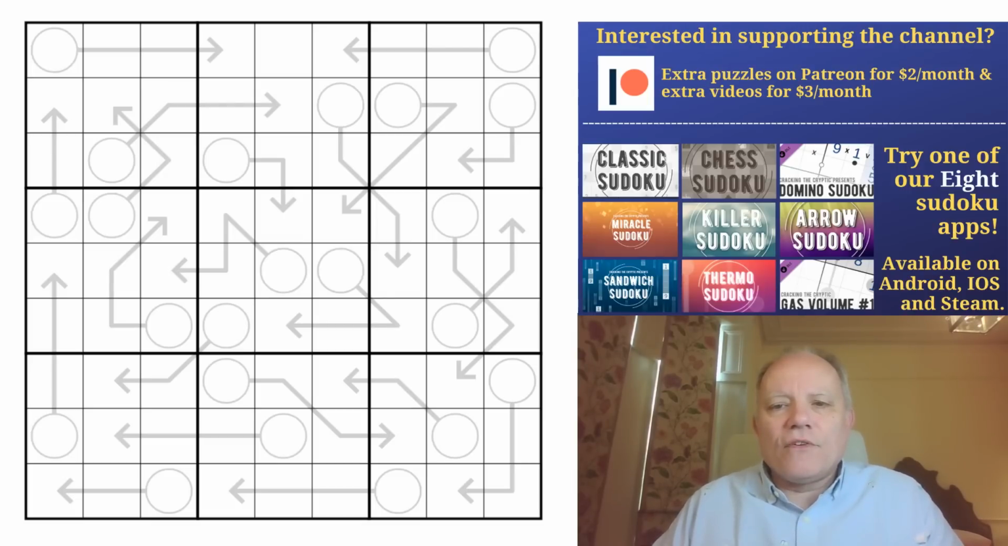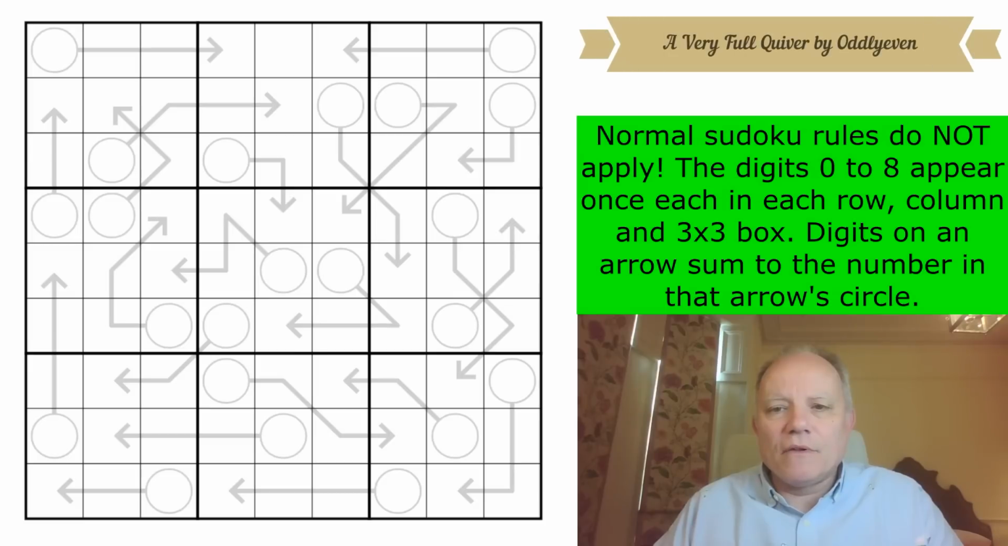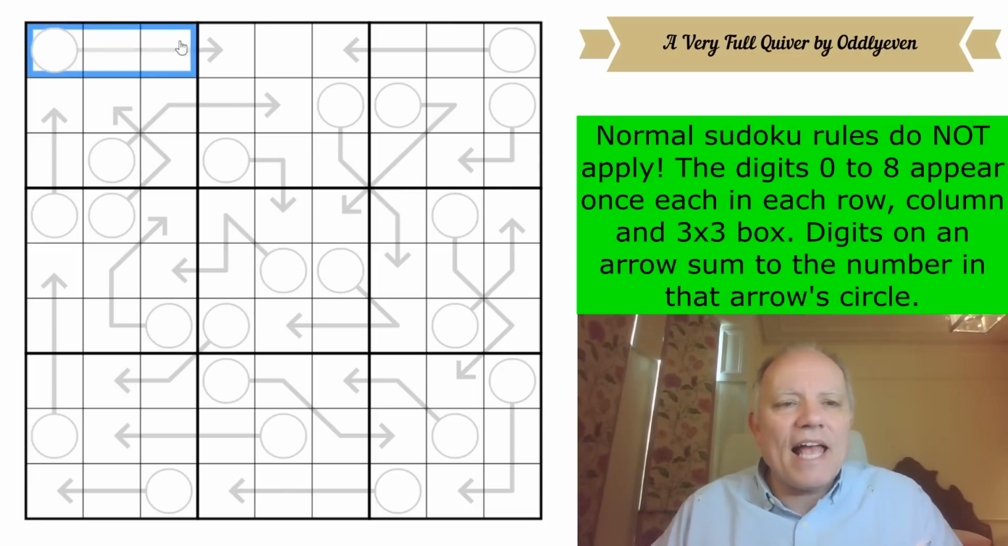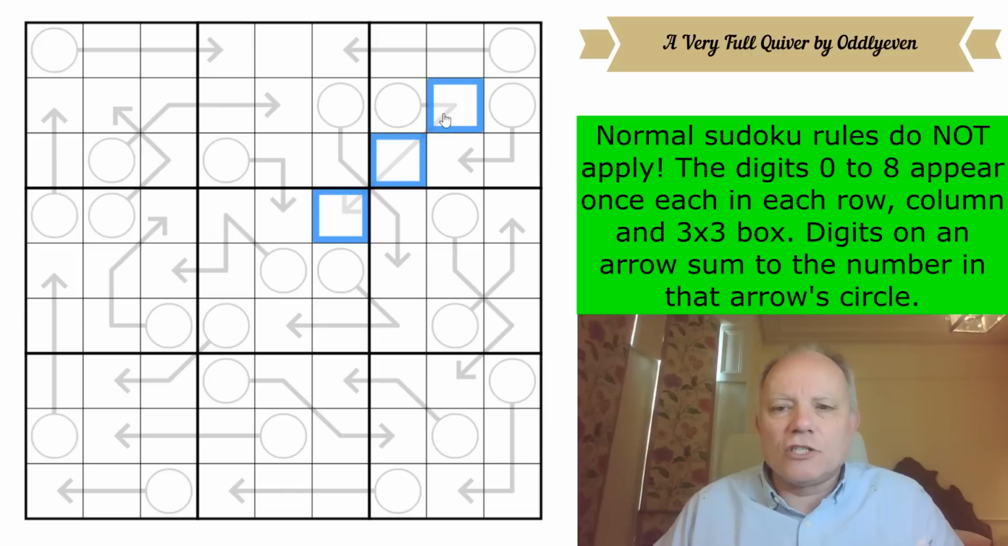But the first link is to this puzzle, A Very Full Quiver by Oddly Even. So I'm going to go through the rules and then try and solve it. Normal Sudoku rules do not apply. The digits 0 to 8 appear once in every row, every column, and every 3x3 box. 0 to 8. Digits on an arrow, this is normal enough, sum to the digit in the arrow's circle, so those 3 add up to that one. Like that arrow, you could have repeat digits on it, quite possibly.